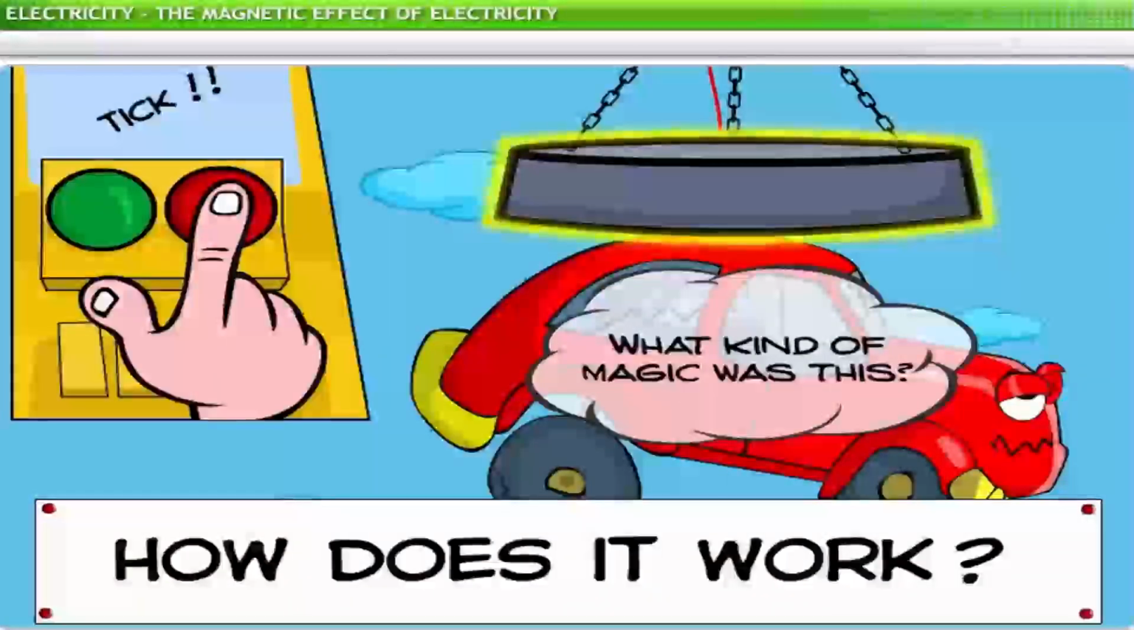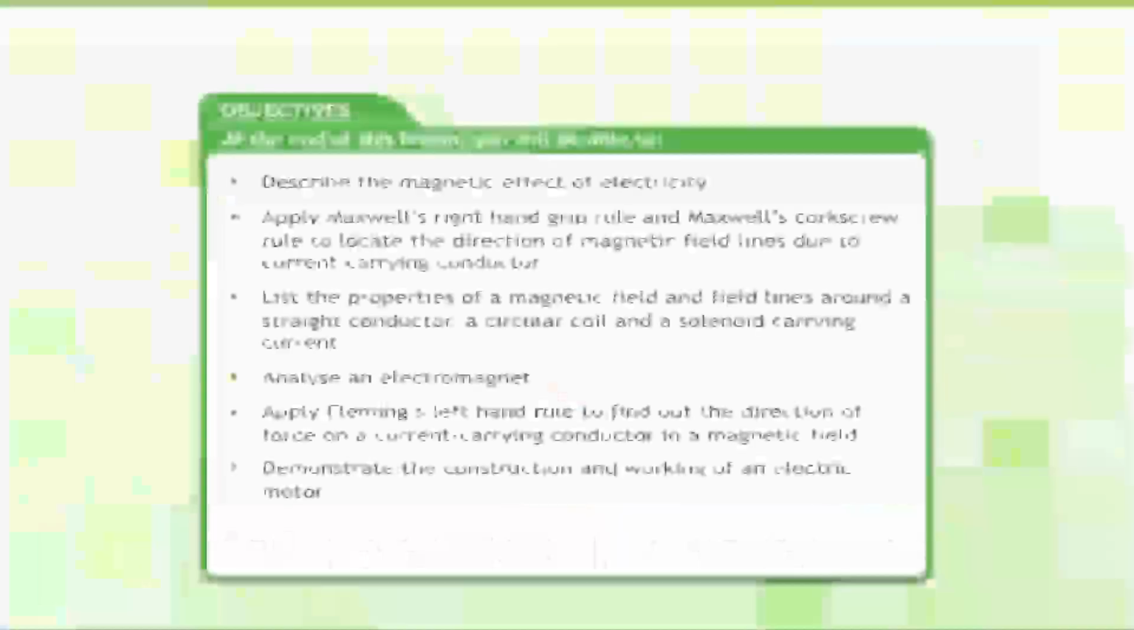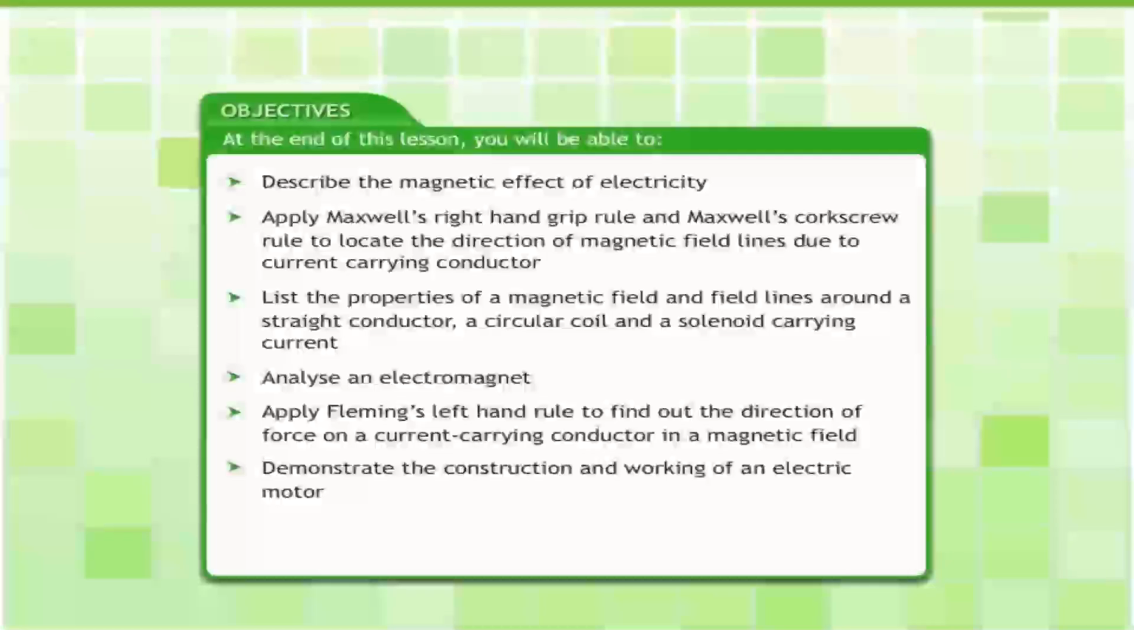Electricity, when passed through a conductor, displays a magnetic effect. This effect is responsible for the magic you just witnessed. In this lesson, you will learn about the magnetic effect of electricity. At the end of this lesson, you will be able to describe the magnetic effect of electricity.